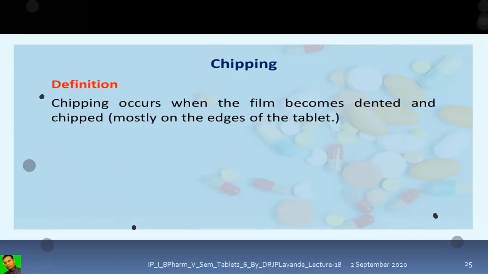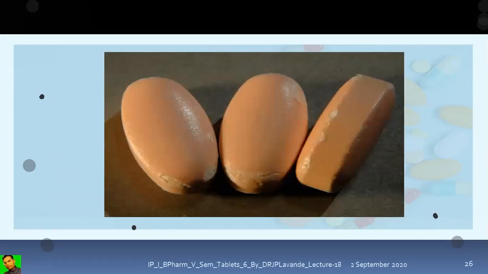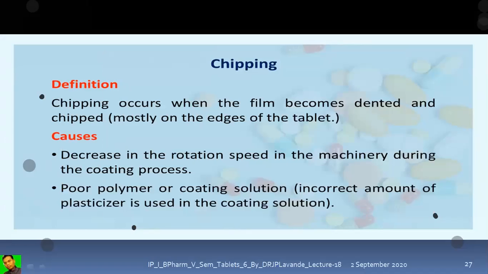The next problem is the chipping. What is chipping? Chipping occurs when the film becomes dented and chipped, mostly on the edges of the tablet. So this is said to be the chipping. You can see it is getting chipped. From its edges, the coating material is getting removed. And again, you can see the edges are prone to showing the chipping. So the cause: a decrease in the rotation speed of the machinery during the coating process. The decrease in the speed is the cause for the process of chipping.